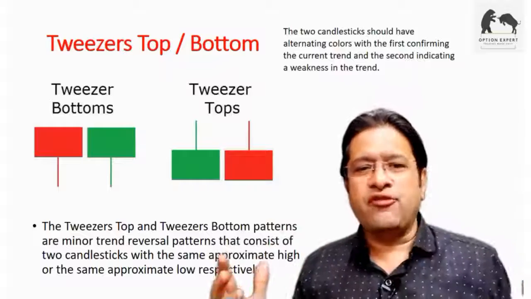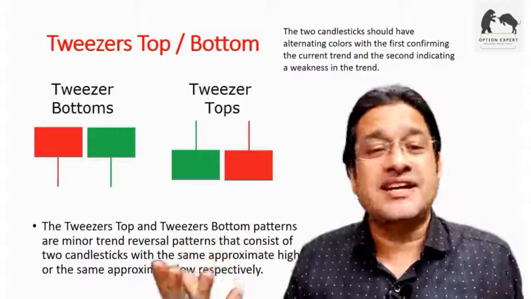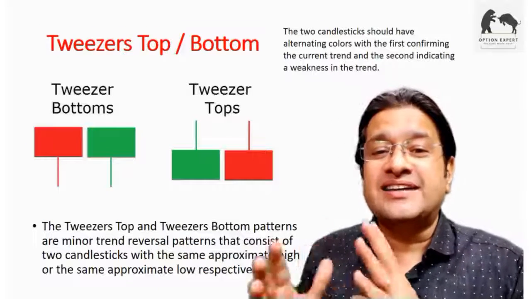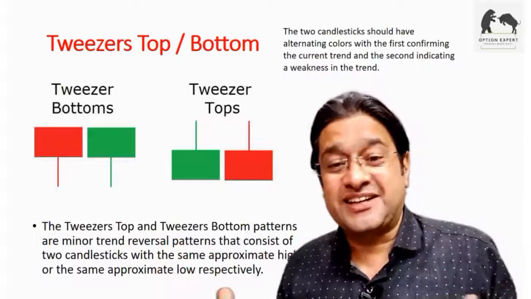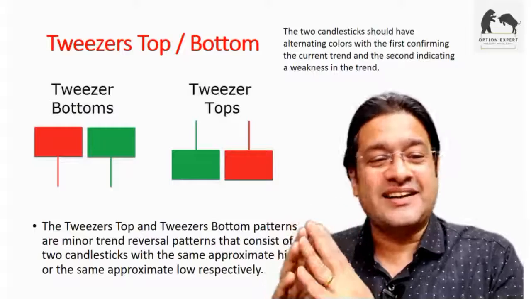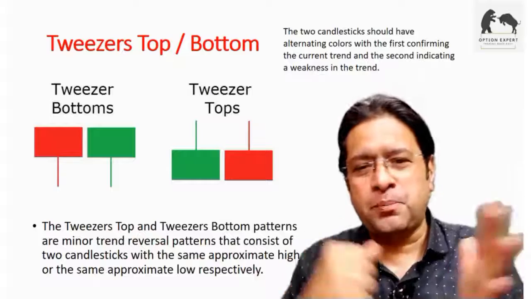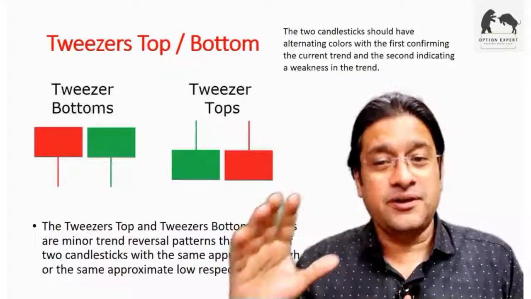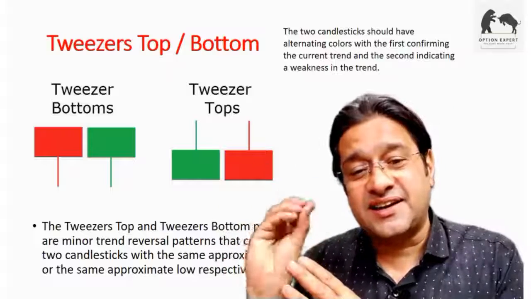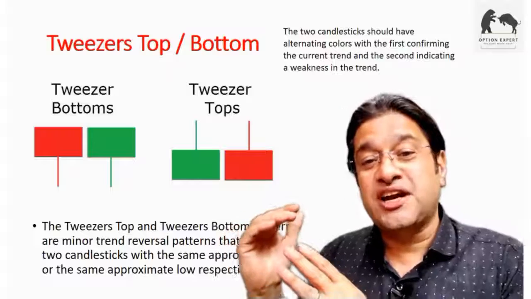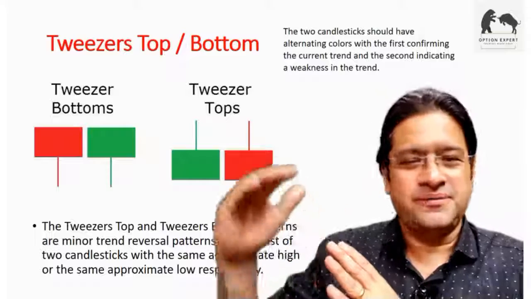Now, most often we find tweezers also, at the bottom or even at the top, indecisive. The two candlesticks should have alternating colors, with the first confirming the current trend and the second indicating weakness in the trend. So usually the second candle is trying to tell what's going to come ahead. As I told you, just based on this, are you going to put a trade? No. The follow-up candle is most important. The follow-up action confirms whether yes, there is a trend reversal, or no, it continues.